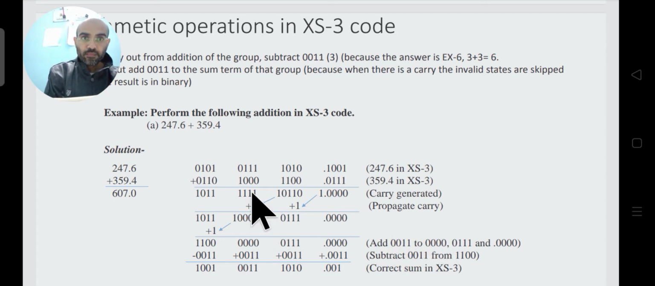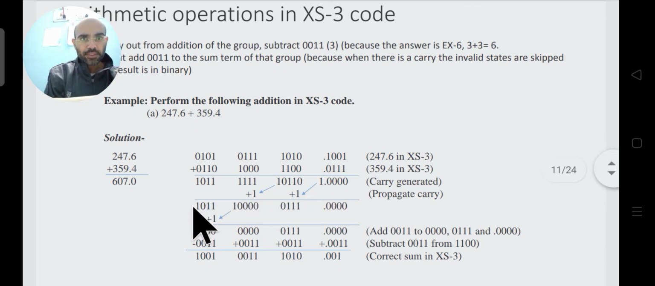So first we'll represent each of these numbers in excess 3. You see, 2 in excess 3 will become 0101, 4 is 0111, 7 is 1010, 6 is 1001. Same for the other group. I am skipping this. If you find any mistake in the calculation, you just point it out to me later, bring that to my notice, and I will correct it later on. But I think it is correct and we can skip it safely.